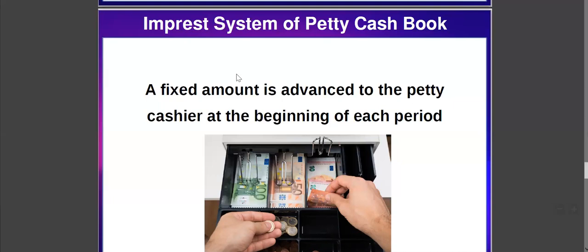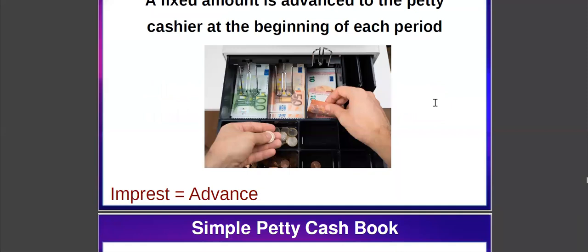In the imprest system of petty cash book, a fixed amount is advanced to the petty cashier at the beginning of each period. That person, the petty cashier, nowadays we can call a clerk. In any office there is no need to appoint a petty cashier separately nowadays; it comes under clerical work. Imprest is equal to advance.